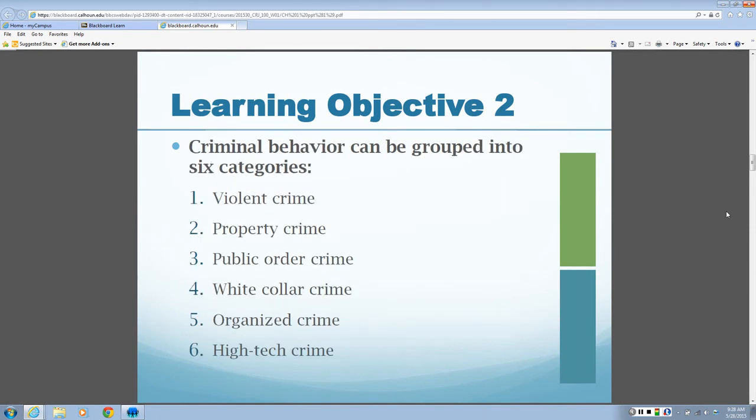Criminal behavior can be grouped into different categories. This is pretty self-explanatory as well. Violent crime, property crime, public order crime, white-collar crime, organized crime, high-tech crime. The one thing I want you to understand is that these categories are not mutually exclusive. Some crimes can fit into more than one category at the same time.